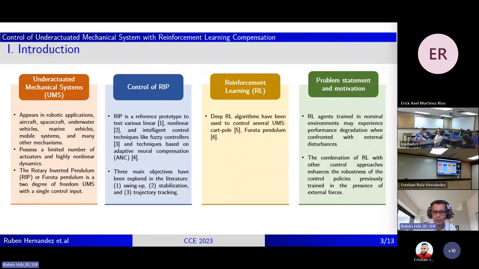So an alternative to deal with this drawback is to combine reinforcement learning with other control approaches to increase the robustness of the control policies. So the main motivation of our work is to use deep reinforcement learning as a powerful tool to approximate a nonlinear system by interacting with the system while learning to perform a given task. Then this knowledge is used in a hybrid control scheme to improve the policy obtained and at the same time to compensate for unknown dynamics under external disturbances.